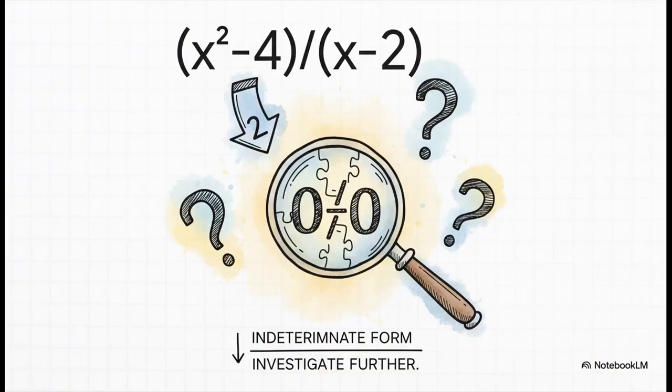Easy enough. Okay, puzzle number 1 was just the warm-up. Now, let's try something a little trickier. We want to find the limit of this fraction as x approaches 2. But if you try to just plug 2 straight in like we did last time, you get 2 squared minus 4 on top, which is 0, and 2 minus 2 on the bottom, which is also 0.